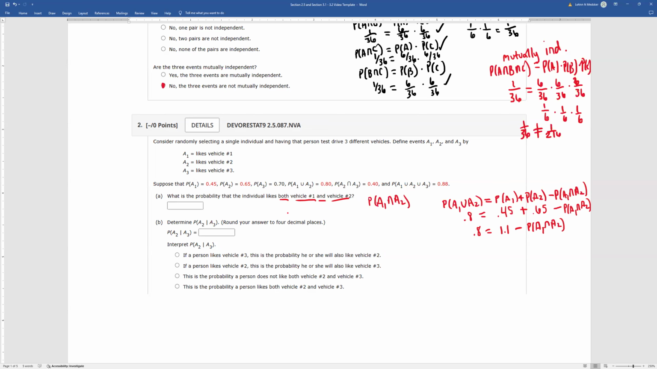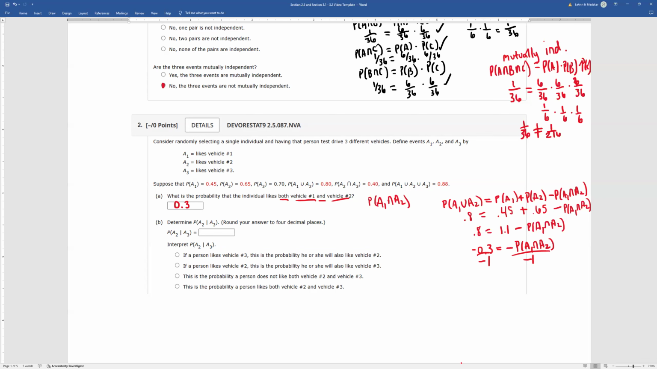We'll subtract over the 1.1. That's going to be negative 0.3 equals this negative of our part we're solving for. So we're going to divide both sides by -1. So it's going to be 0.3 because our probability should not be negative, but this negative we brought down, remember, needs to be solved out. So divide by -1. Okay, so we have that one.